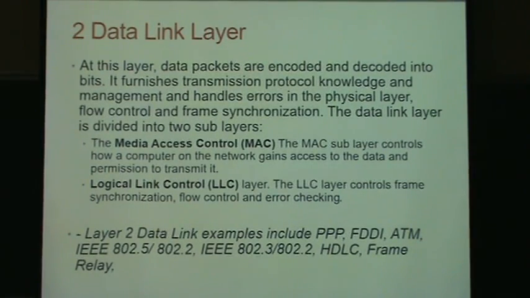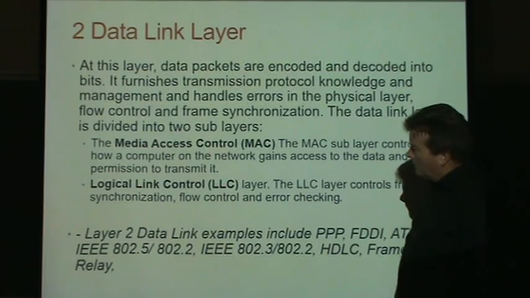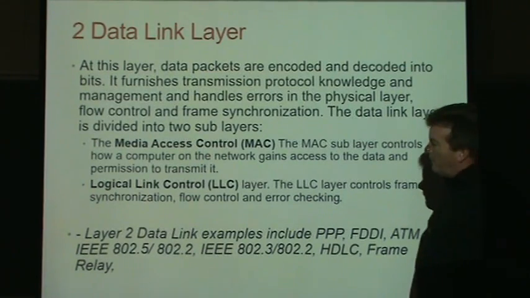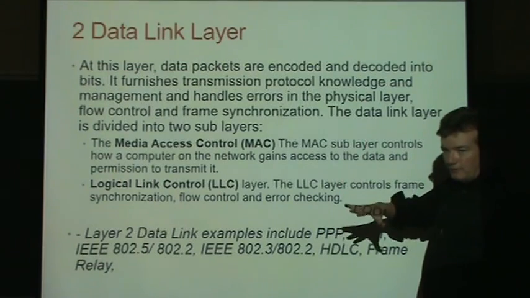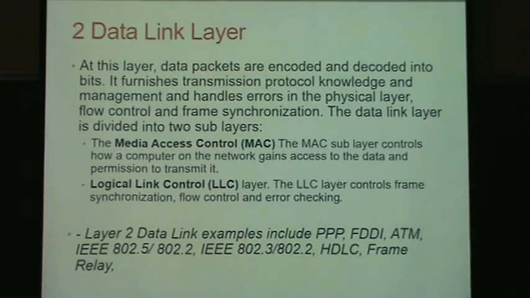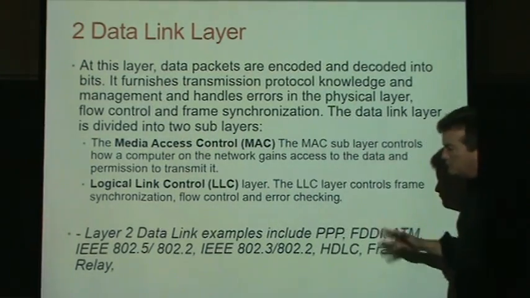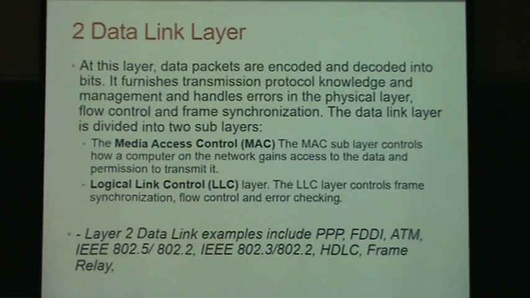In this layer, data packets are encoded and decoded into bits, so sometimes we'll call them frames. It's really broken up into two parts: the media access control level, the MAC level, and then the logical link level. So again, this is the packaging of packets into frames and sending them across transmission lines. The most popular one is the 802 series, coming from the IEEE, popular data link protocols.